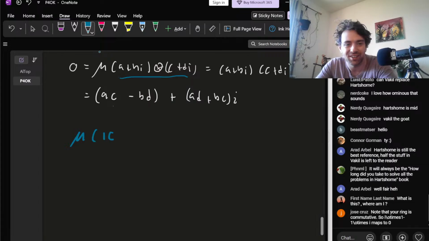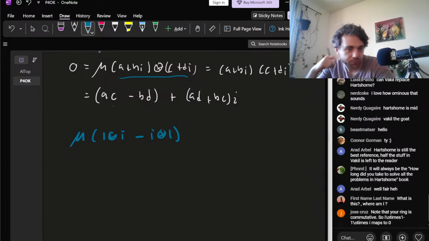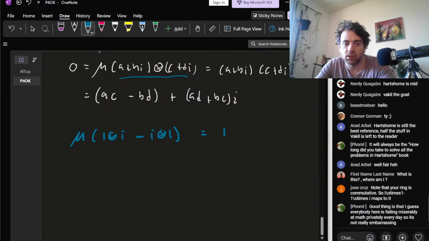So 1⊗I minus I⊗1, right. That's going to be... oh, yes, of course. Right. That'll be I minus I equal to 0.